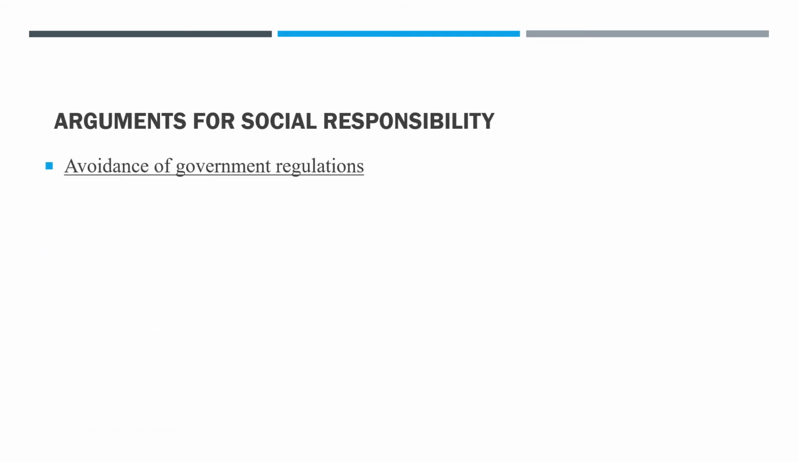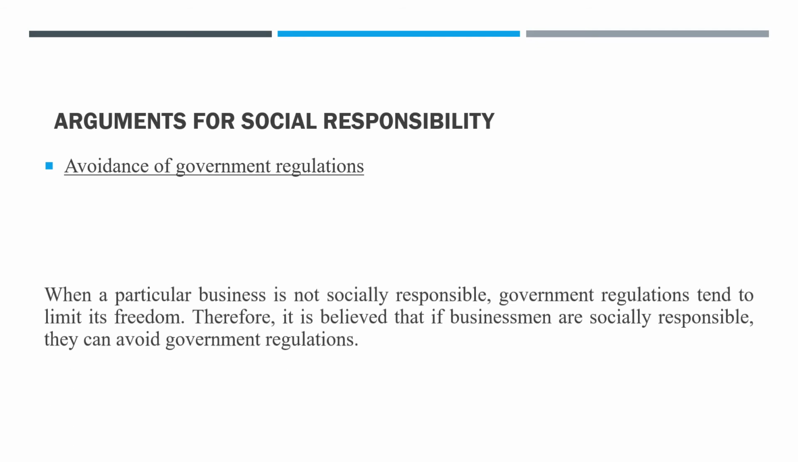Few more points. Avoidance of government regulation. So yes, today government is so keen about how business is behaving towards society. So if someone is not discharging social responsibilities, definitely there can be certain problems which can come across through the government regulations, laws and restrictions.